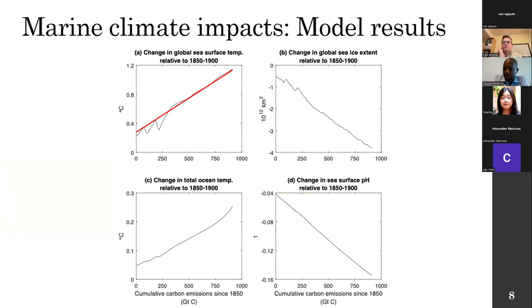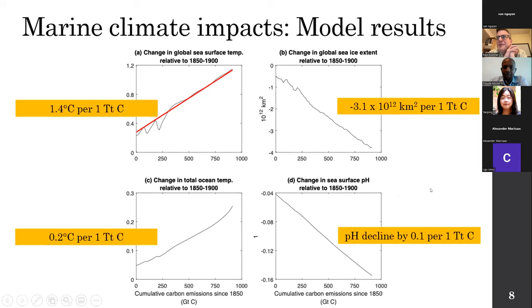From the previous slide, only a few studies consider marine climate impact. So we use results from our model simulation to explore what marine impacts may scale linearly with cumulative emissions. We found that global sea surface temperature obviously scales linearly with cumulative emissions, but there is also changing global sea ice extent. Previously, I showed the sea ice extent in the Arctic only and in September. Here I show it globally. There is also total ocean temperature, and sea surface pH.